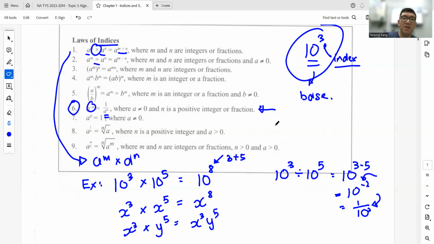It's easier to understand the laws when you're dealing with numbers, because numbers are something you have worked with for many years. To first understand the law, you have to understand it using numbers. Okay, that makes it simpler.